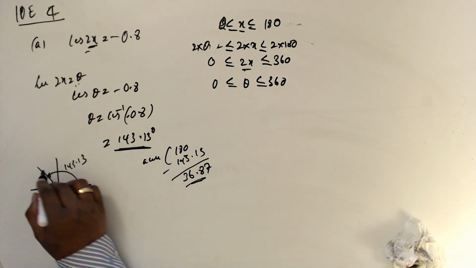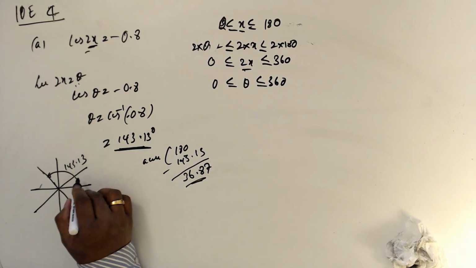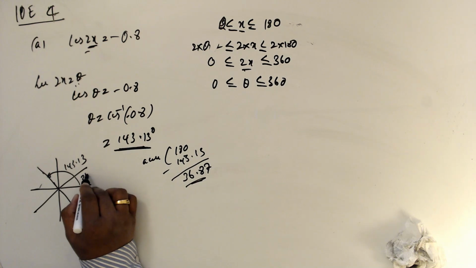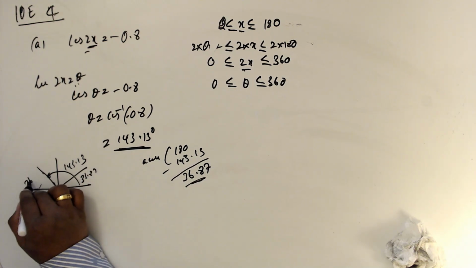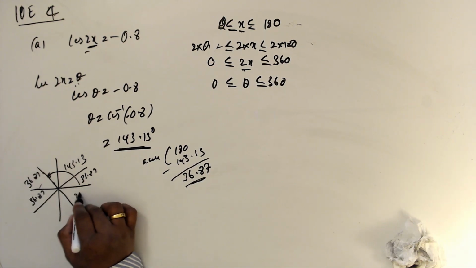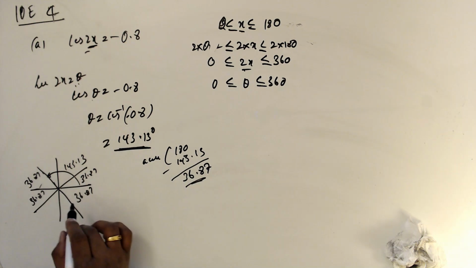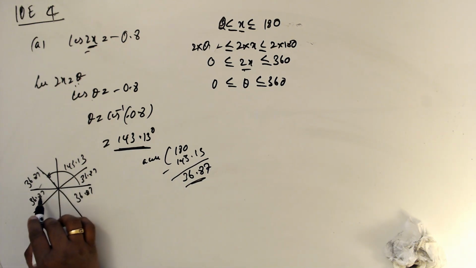Now we'll work with the acute angle, 36.87. Now cos is negative in the second and third quadrants.